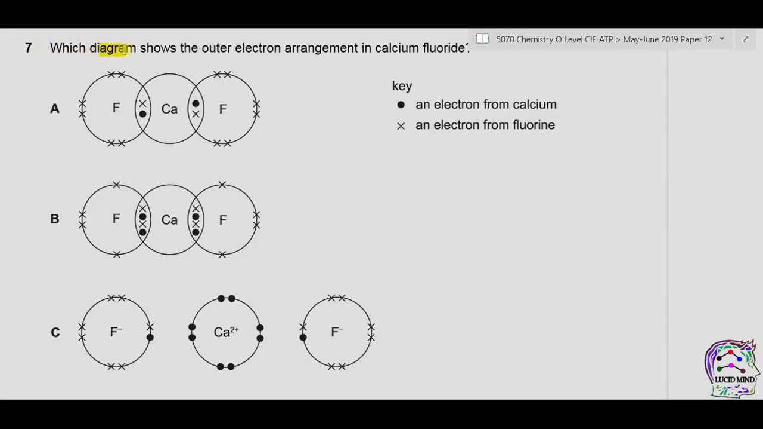Question number 7. Which diagram shows the outer electron arrangement in calcium fluoride? Now calcium fluoride consists of 2 elements, one is calcium and second is fluorine. Calcium is a metal as it belongs to group 2 of the periodic table and it has 2 electrons in the outermost shell. While fluorine is in group 7 of the periodic table, so it is a non-metal. And there are 7 electrons in the outermost shell of fluorine atom.